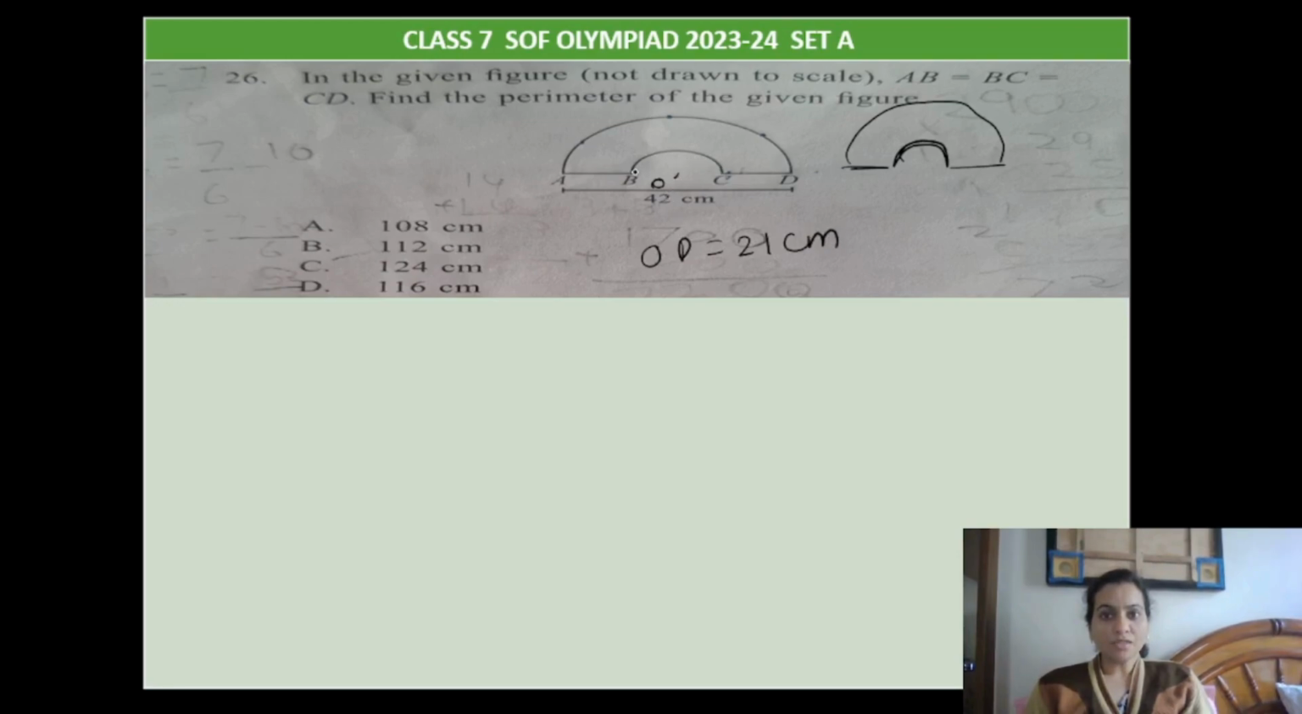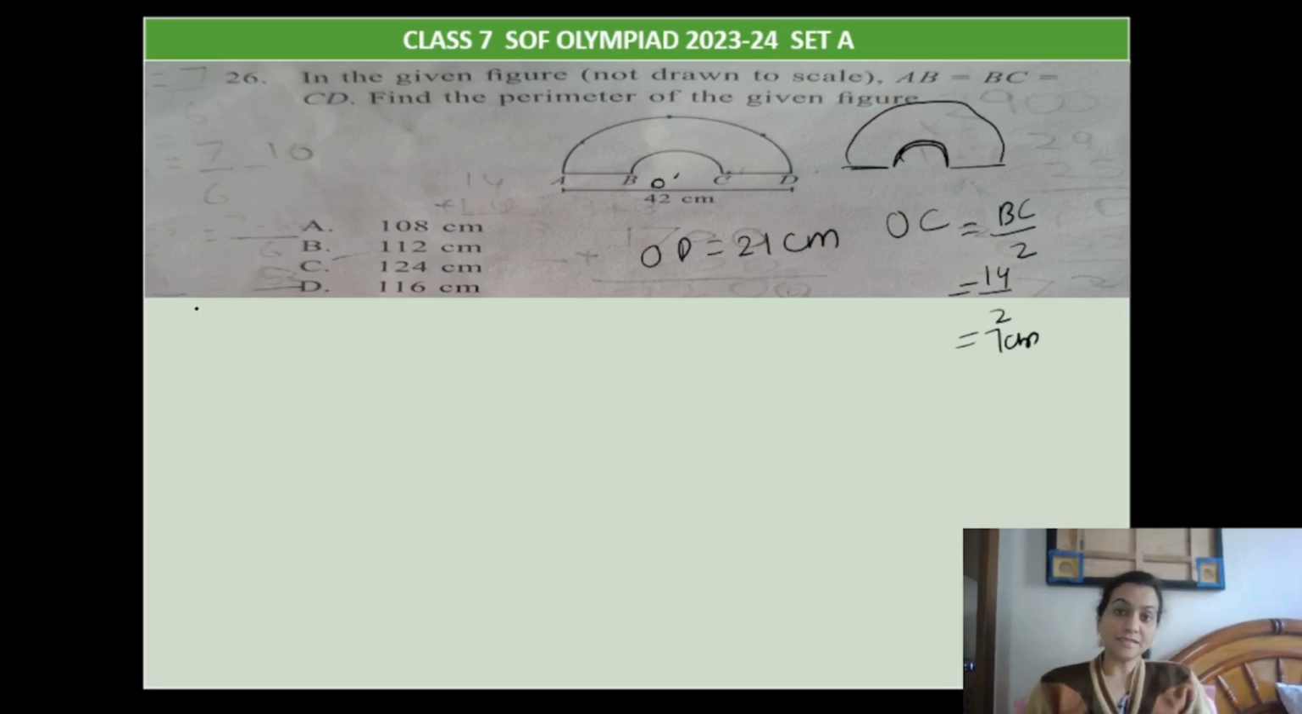Similarly, for the smaller semicircle, OC is the radius. So how to find OC? Now, AB equal to BC equal to CD, and so three of them will be equal to 42 centimeter. So each of AB, BC, and CD will be equal to 42 divided by 3, that is 14 centimeter, and OC is actually what? BC divided by 2. So 14 by 2 is actually 7 centimeter. So that is the radius for the smaller semicircle.